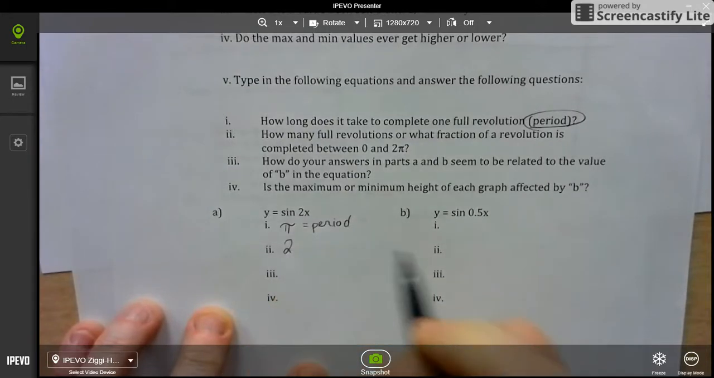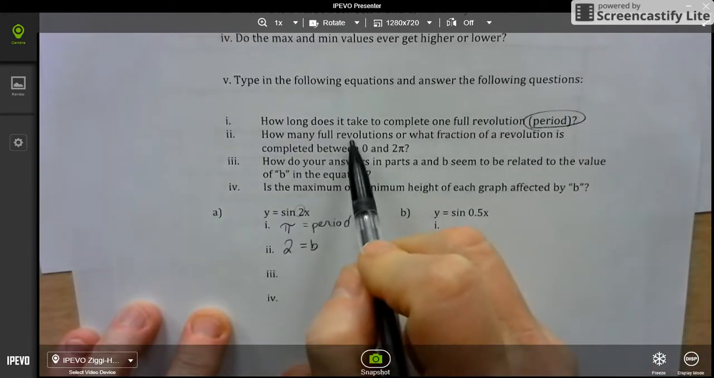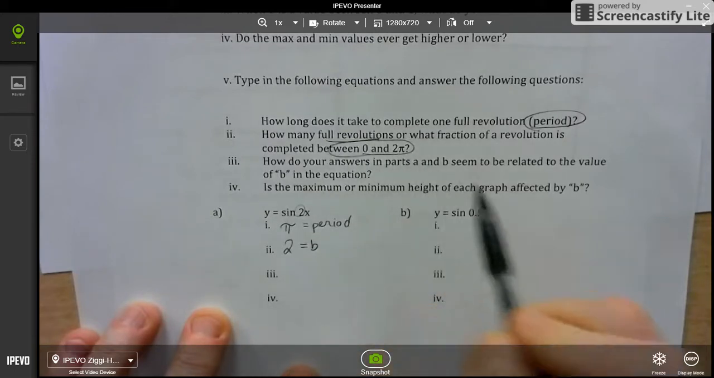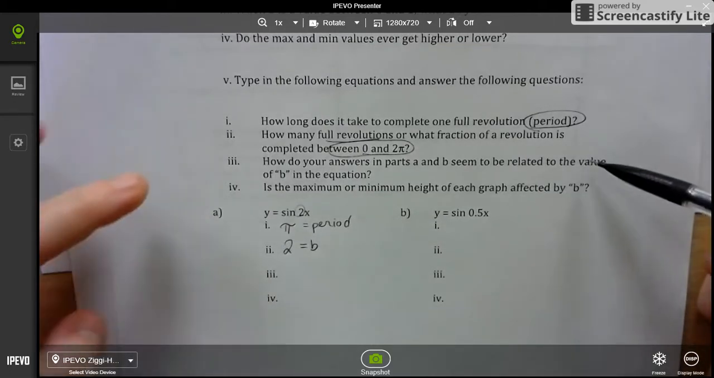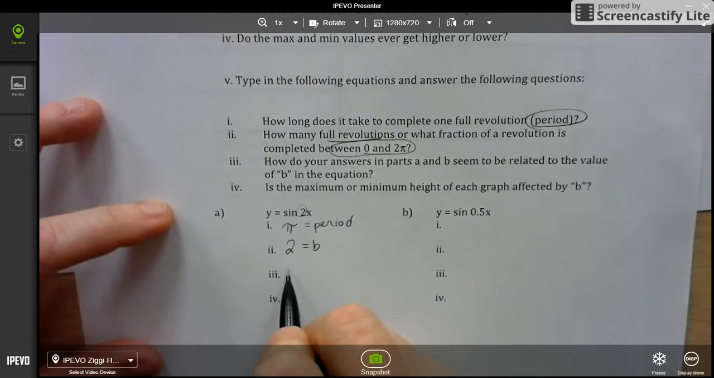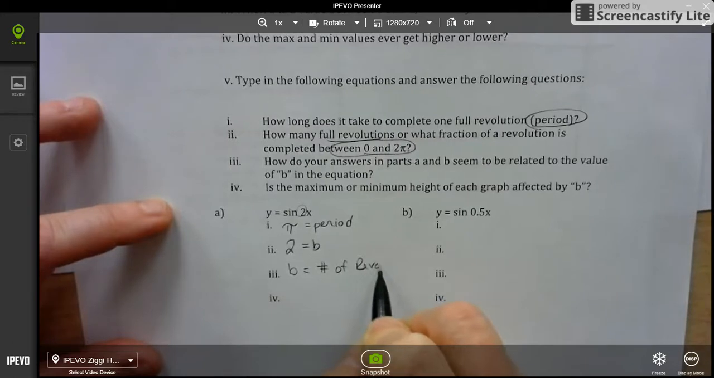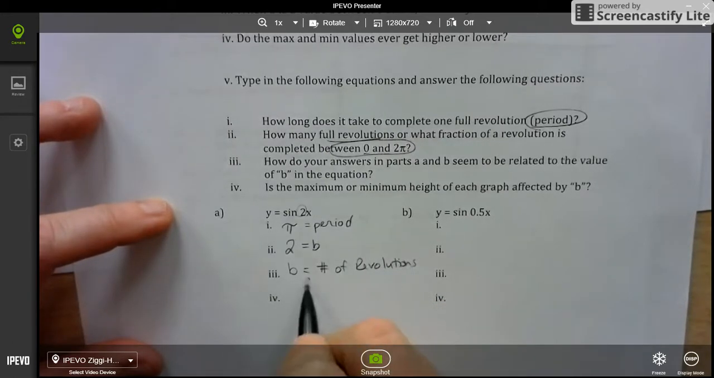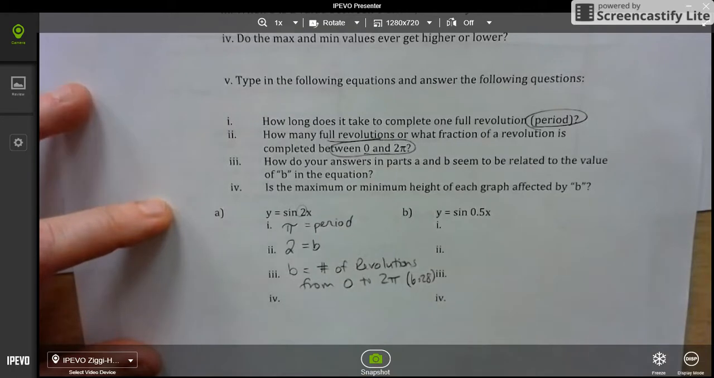So that is 2 full revolutions between 0 and 2 pi. So 2. If you noticed, that's a connection to the number here. This is actually what B represents, the number of full revolutions between 0 and 2 pi. How do your answers in parts A and B up above seem to be related to the value of B? Oh, we just talked about that. So B equals the number of revolutions from 0 to 2 pi. Remember, 2 pi is that 6.28 number that you see on the Desmos screen.